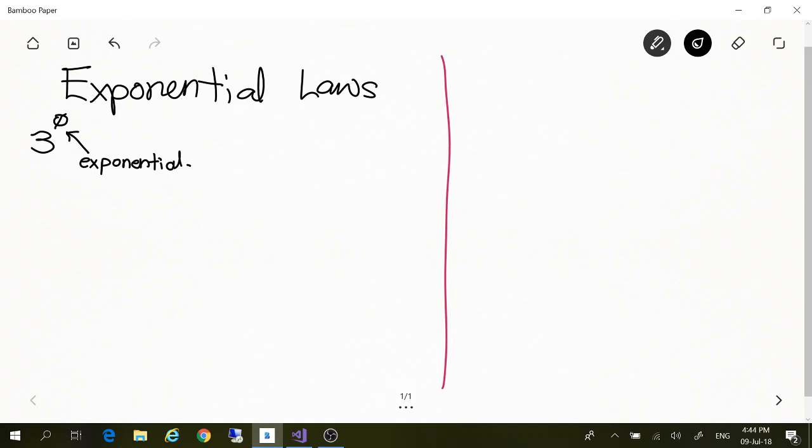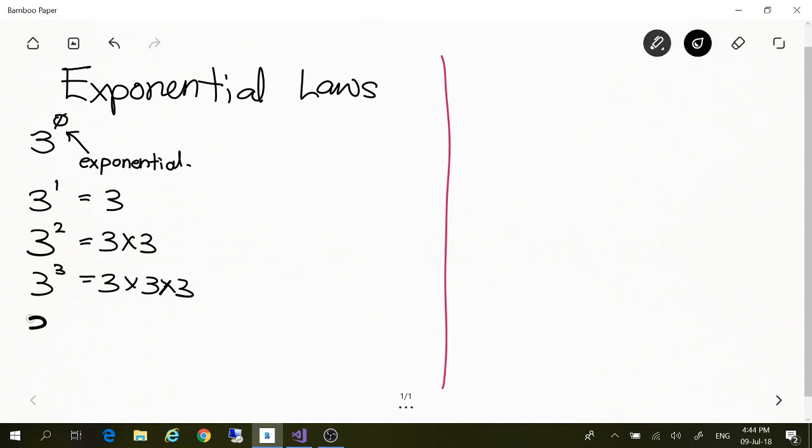So if it's 3 to the power of 1, it simply means 3. 3 to the power of 2 simply means 3 times 3. 3 to the power of 3 will be equal to 3 times 3 times 3. Of course, for human beings, it's very difficult for us to understand what we mean by 3 to the power of, say, 2.5.